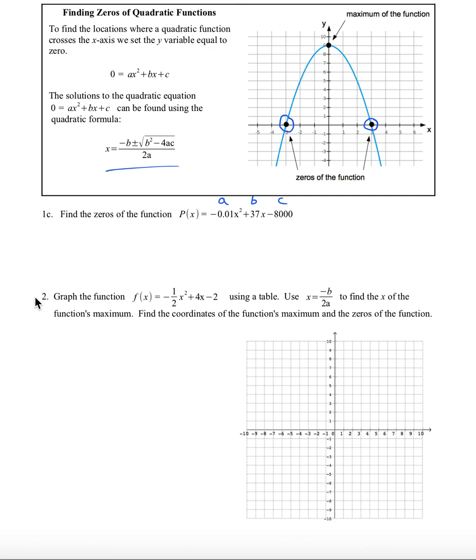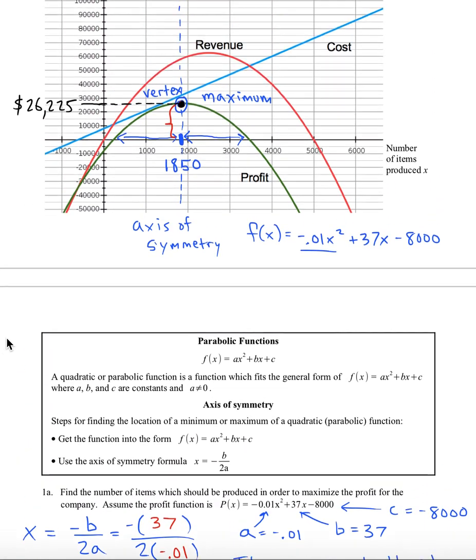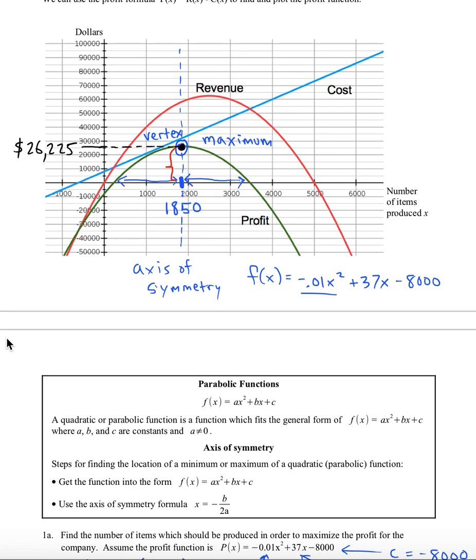Let's go ahead and take a look at the parabola that we're working with. We have it on a previous page. Yeah, here it is. It's the green one. So what we're looking for now is actually these points. These are places where the parabola touches the x-axis. Now, what does that mean in the context of the problem? Well, those would be places where the profit is 0. And this would be a place where the company would break even. This is where revenue equals costs.